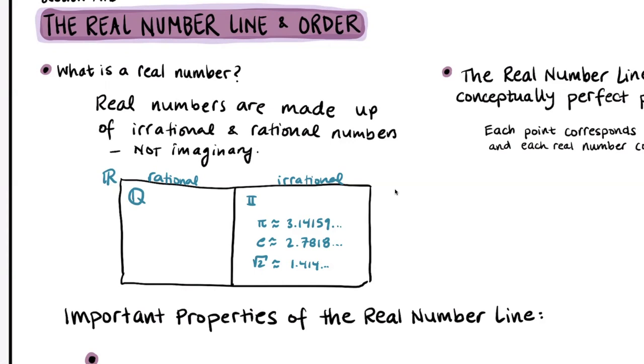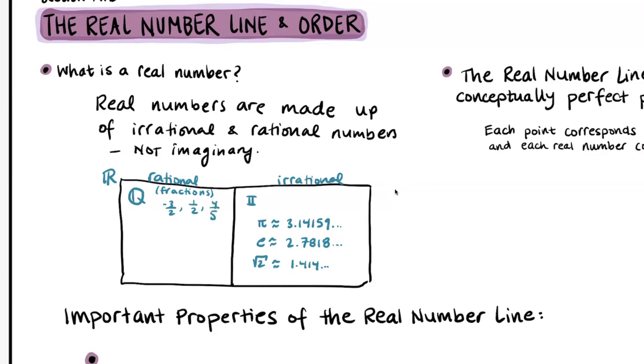In the rational side, we have things that can be represented as fractions. That's what rational basically means. And so, some examples of fractions: we've got -3/2, we've got 1/2, we've got 4/5.